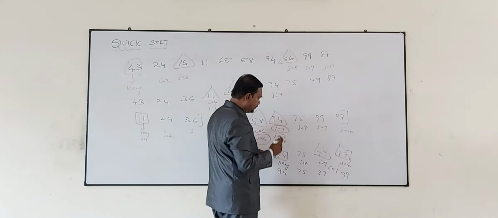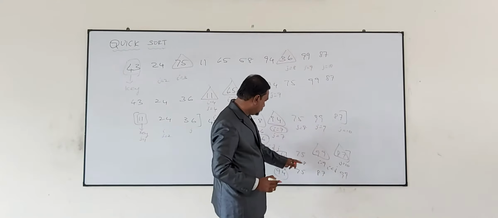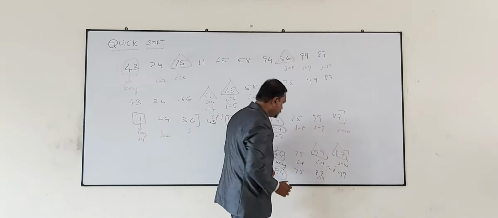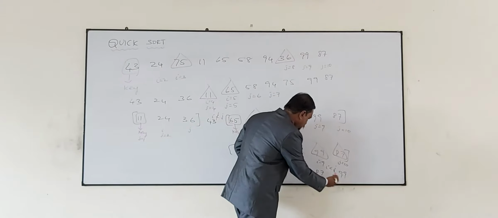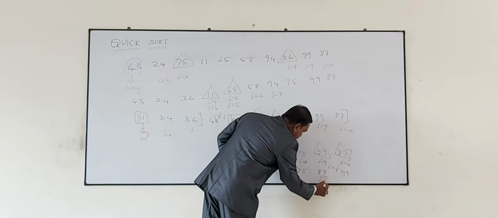So now I is at 9th position. J is at 10th position. So the J is decremented by 1. So J equal to 9.